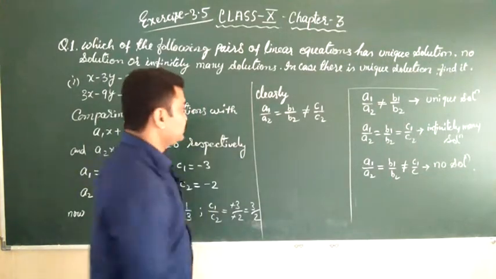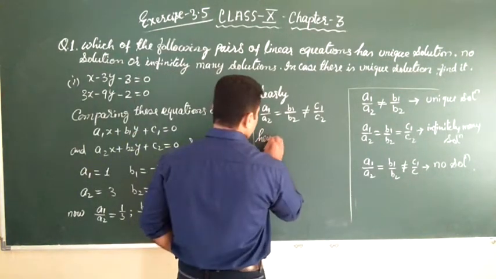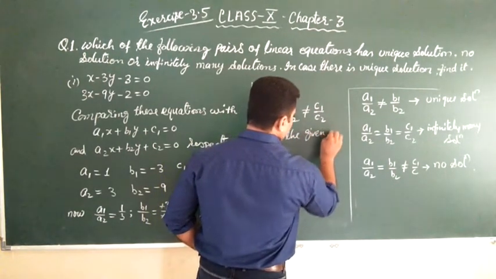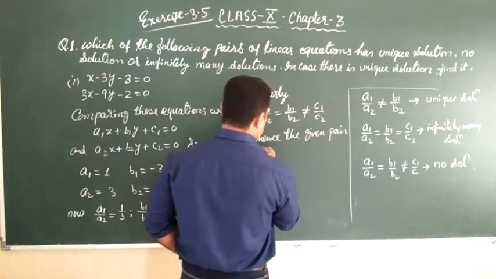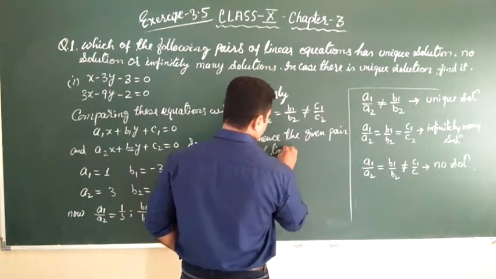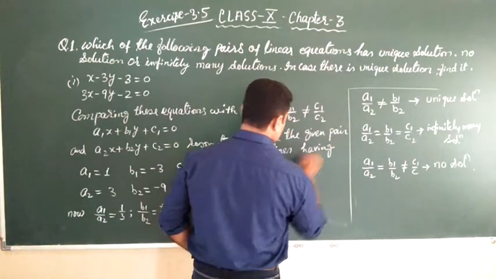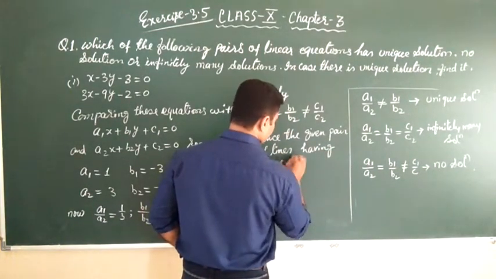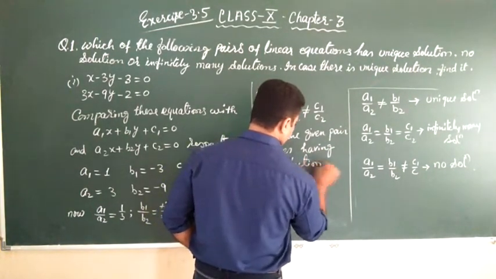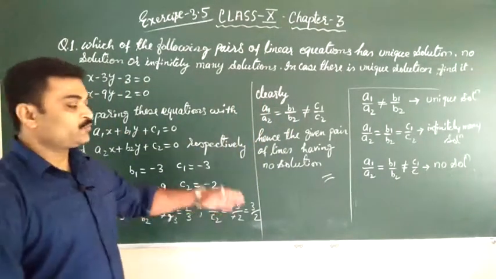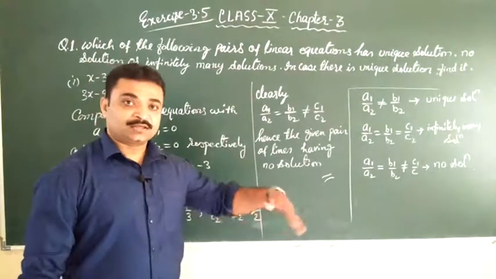So we will write: hence the given pair of lines has no solutions. Clear, students? So in this way you have to go with the other questions.